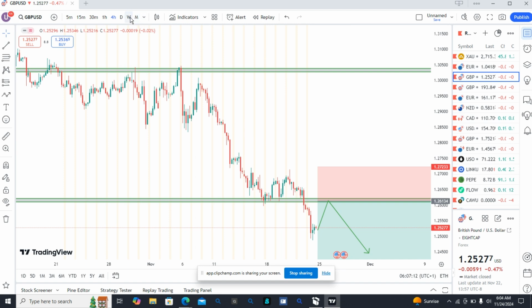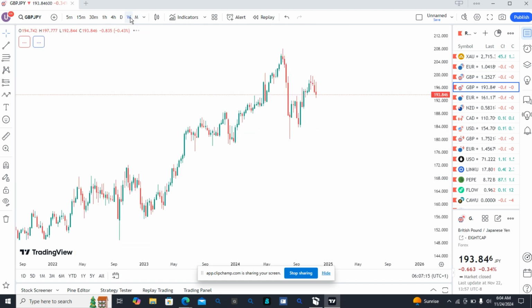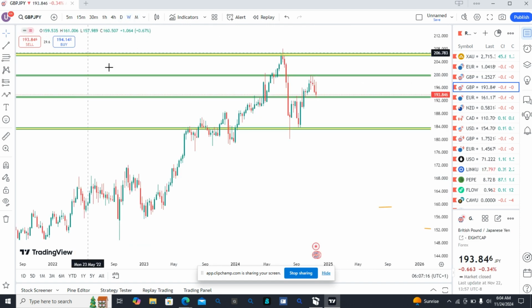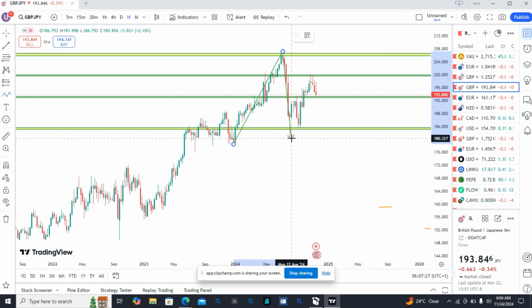So next pair on our list is GBP JPY. So GBP JPY on a weekly time frame, you can see that the price is coming down. Let me show you. After making this higher high and higher low, it pushed up again to do equal high, but it couldn't do it.